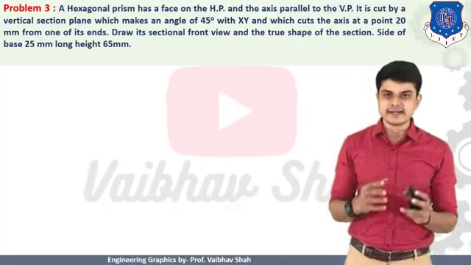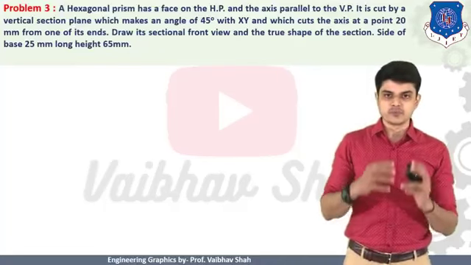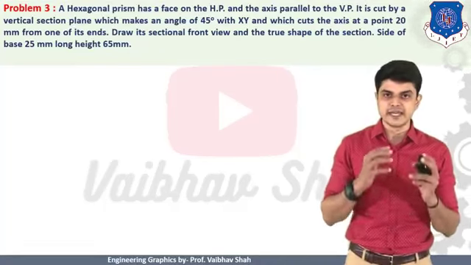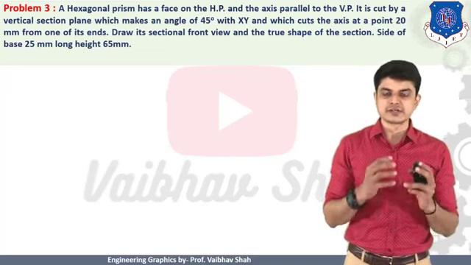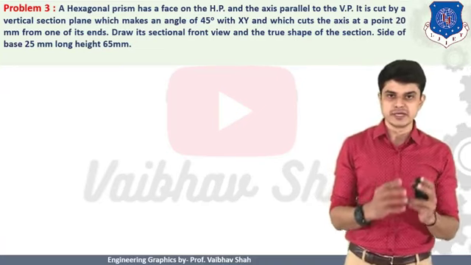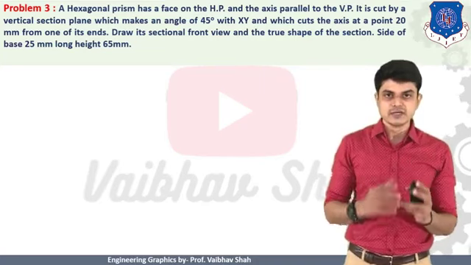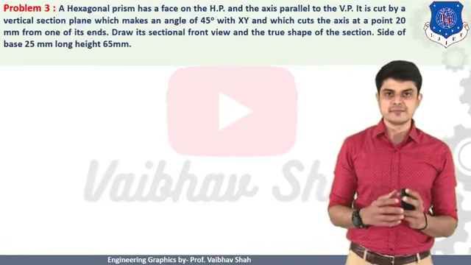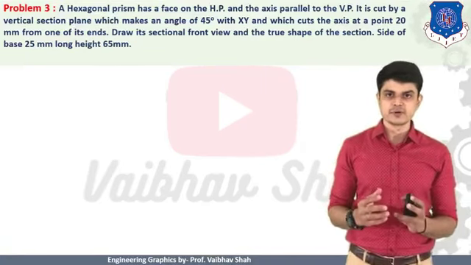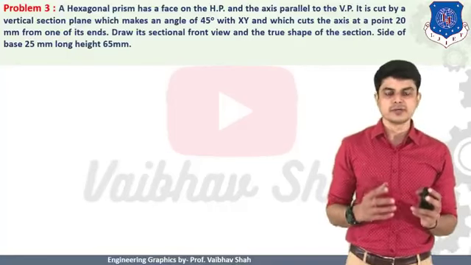It is said that it is cut by a vertical section plane. So vertical section plane is nothing but your AVP, making a certain angle with your vertical plane. So here is your vertical section plane. So now we will be cutting our object by vertical section plane. So we should be drawing sectional front view and true shape of the section.